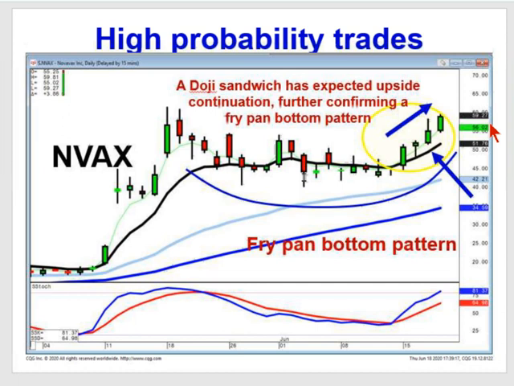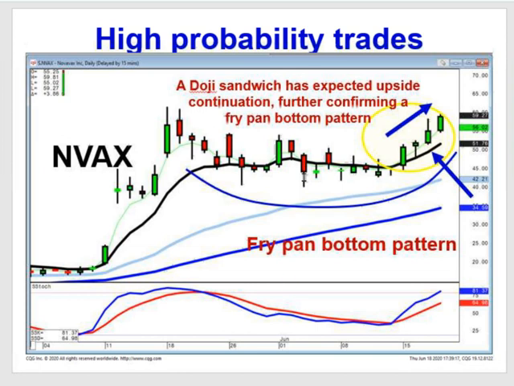That's true too. Well, no, that's still going against you, depending on where you're selling your options. Can the fry pan bottom and doji sandwich happen on the same trading day? Well, no, this is a pattern. The doji sandwich is just part of that pattern that's kind of confirming that the pattern is working.